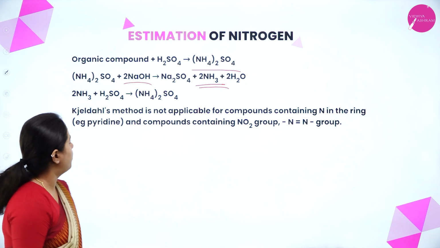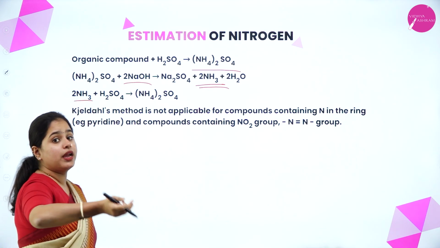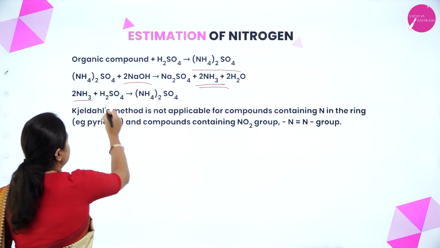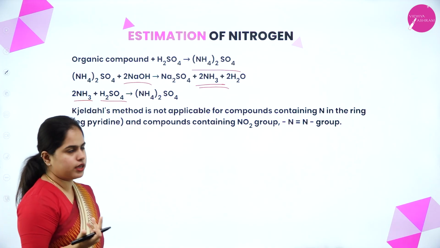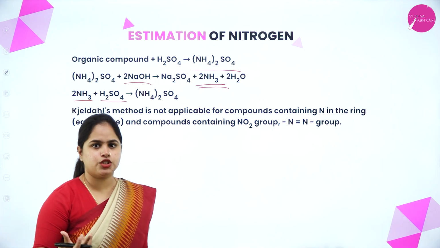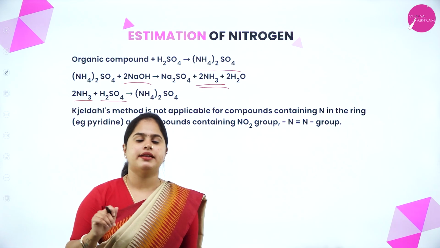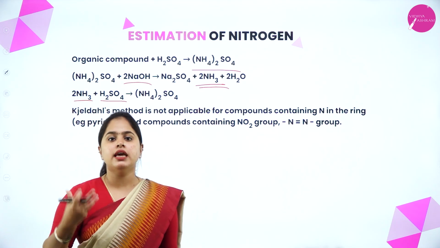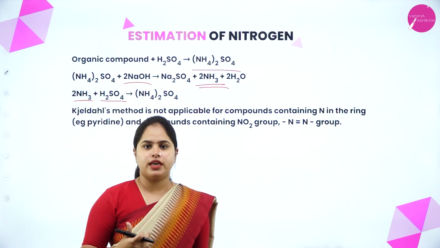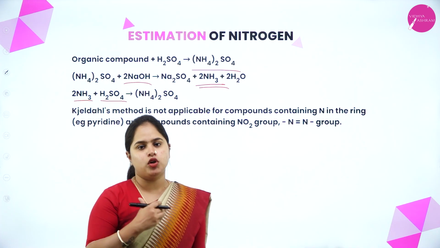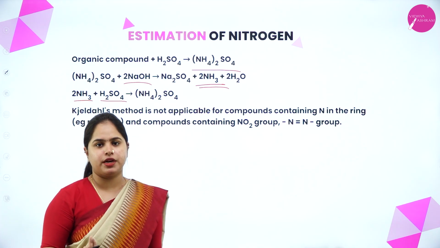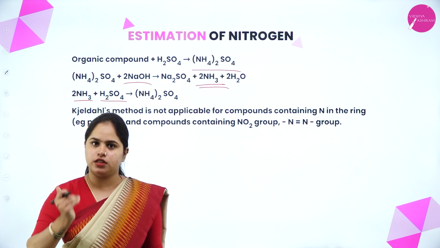Right, so this is what is happening. Now the ammonia gas is made to absorb on a standard acid. Here the standard acid taken is sulfuric acid, and the solution that you have obtained is then titrated with an alkali, and the volume of sulfuric acid is determined, which is equal to the amount of ammonia which is liberated, from which we can calculate the percentage of nitrogen.